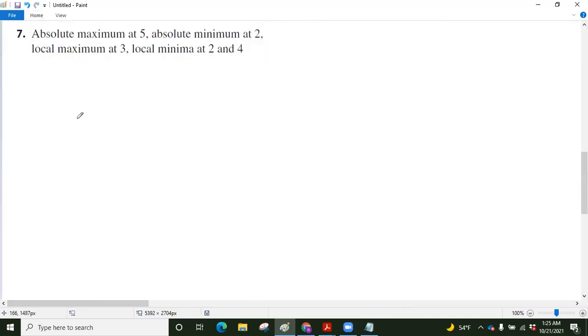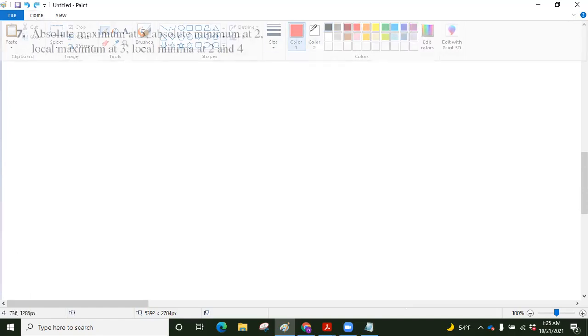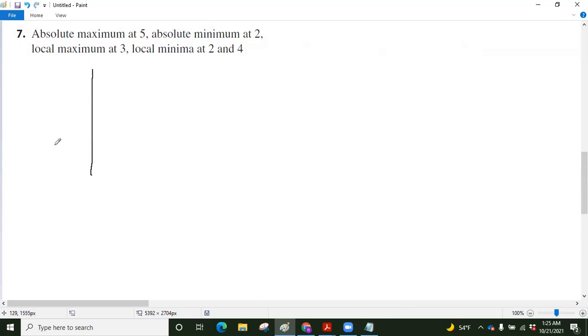So this question here essentially wants us to draw a graph meeting the following conditions. There must be an absolute maximum at 5, an absolute minimum at 2, a local maximum at 3, and a local minimum at 2 and 4. So let's go ahead and try to draw this graph here.